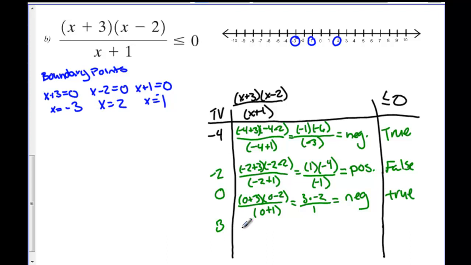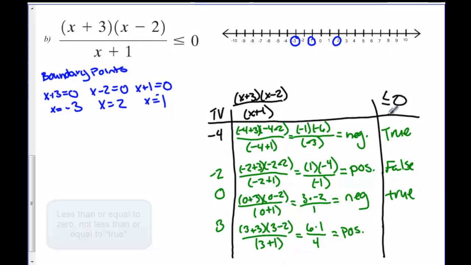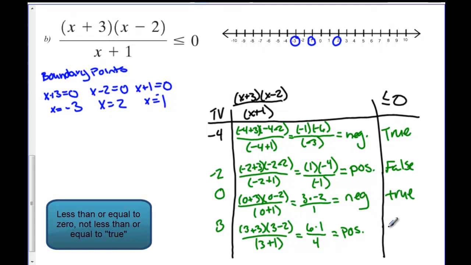All right, one more. So we're going to plug in 3. So we have (3 plus 3)(3 minus 2) all over 3 plus 1, which gives us 6 times 1 all over 4. So 3 positives give us a positive. A positive is less than or equal to 0? False.